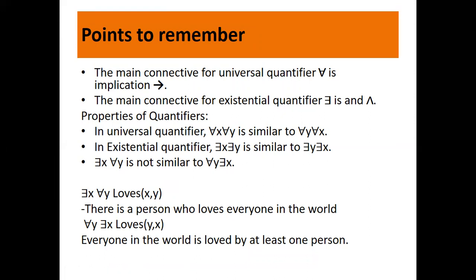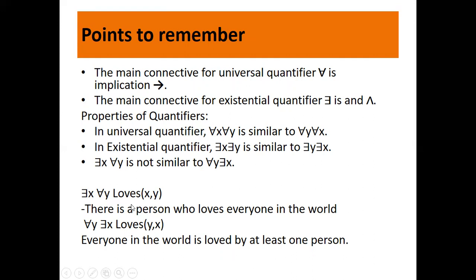To take a simple example, there's a person who loves everyone in the world. So there is a single person, so we take it as the existential quantifier here, x. And then who loves everyone? For everyone, we have taken the universal quantifier, y. So x is a person and y is also a person, but y represents everyone. So here you say x loves y. This is the relationship or the predicate, and these are the objects or the subjects.